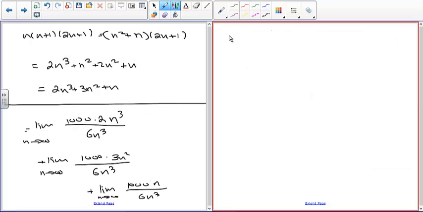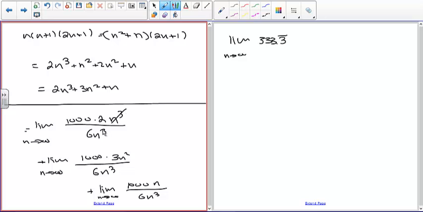And before we take the limit, we're just going to simplify these by canceling stuff out. So here I'll have 1,000 times 2 divided by 6, that is 333.333. So this 2,000 divided by 6 is 333, and the n's cancel out. N cubes cancel out, so this first limit doesn't have n at all.